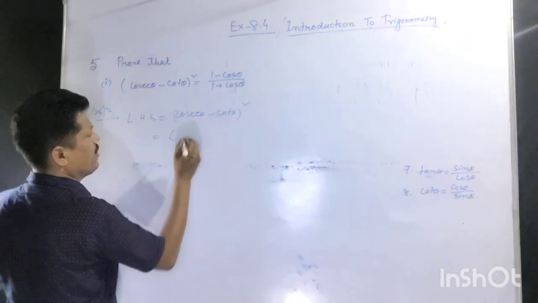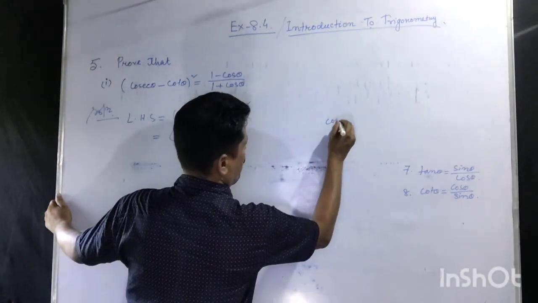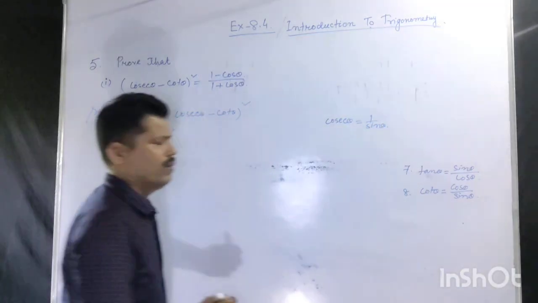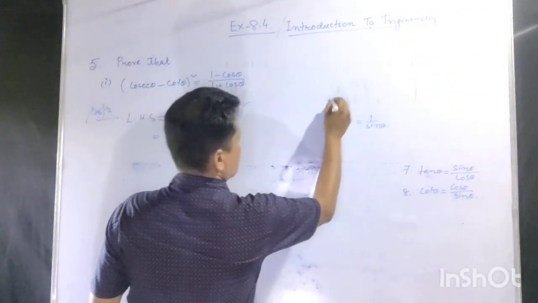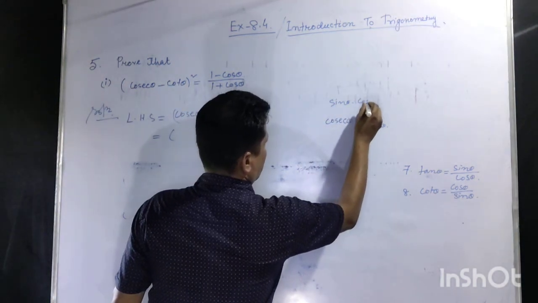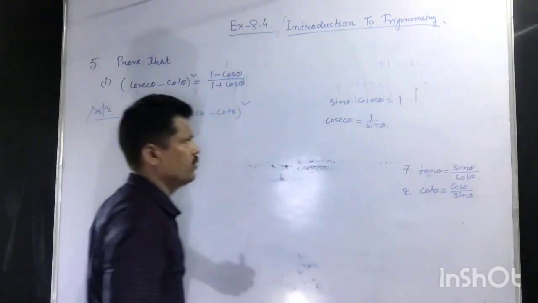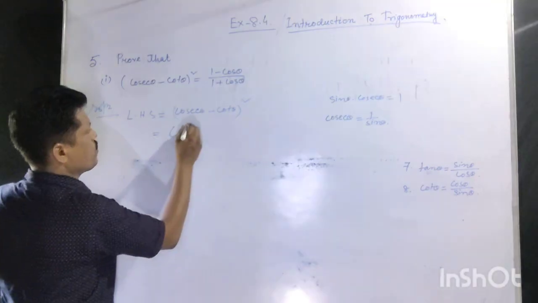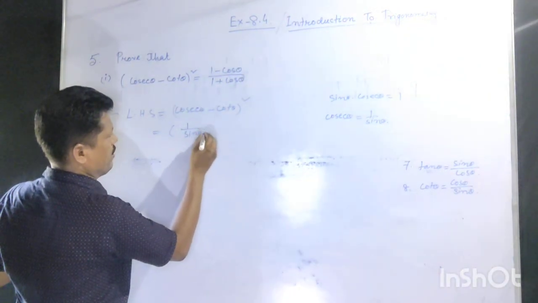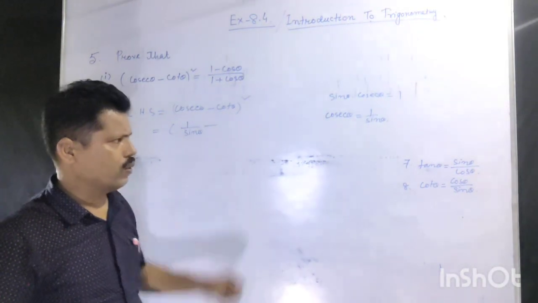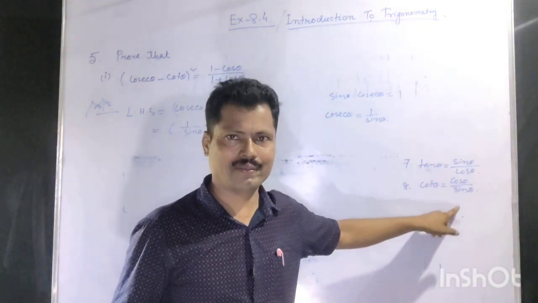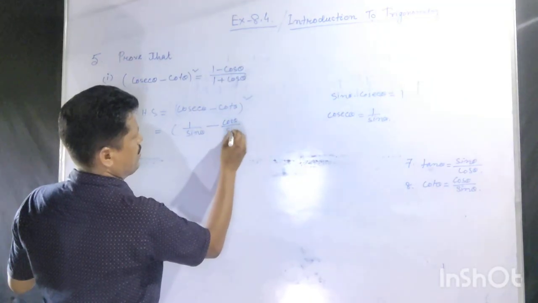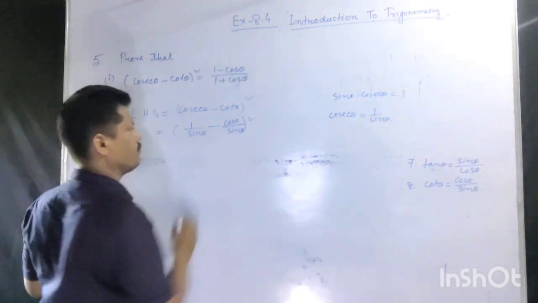Cosec theta means 1 by sin theta, because we know sin theta into cosec theta is equal to 1. So from here we can find cosec theta is equal to 1 by sin theta. So here we write 1 by sin theta minus cot theta. Cot theta means cos theta by sin theta. So here cos theta by sin theta whole square.